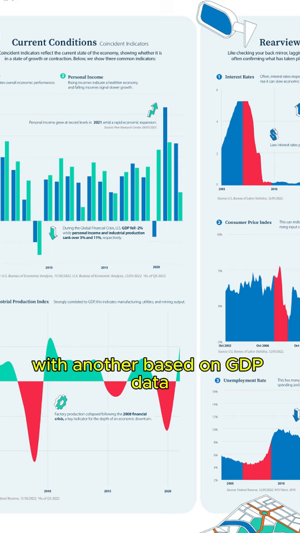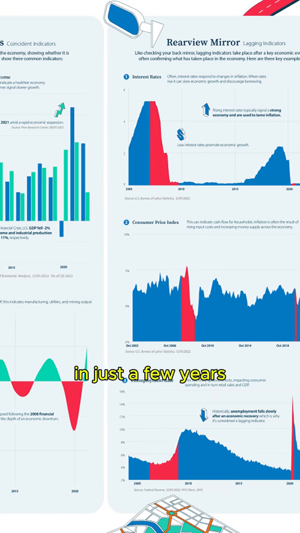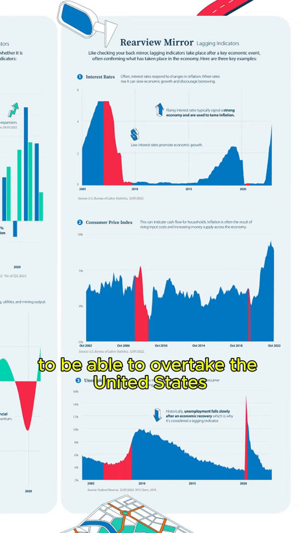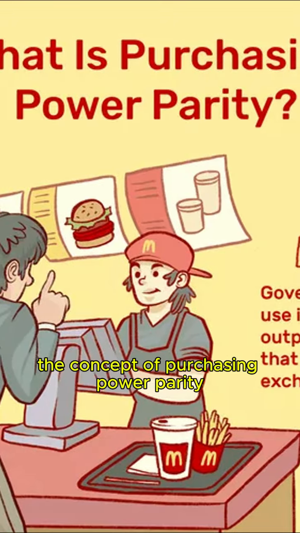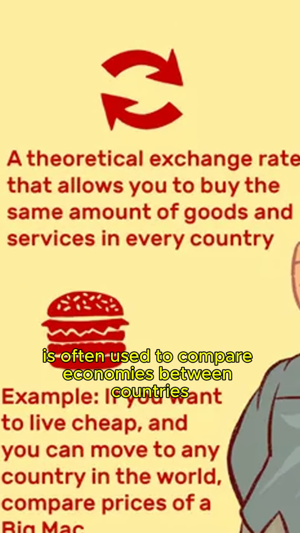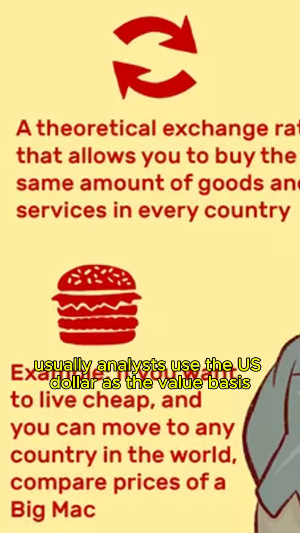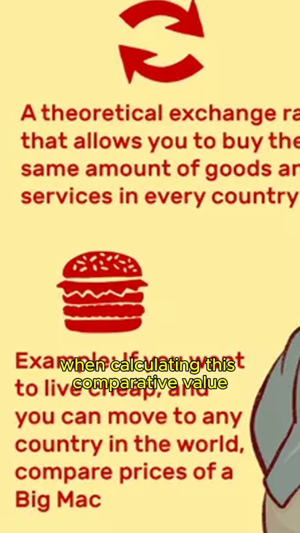Based on GDP data, we can see how the Chinese economy grew in just a few years to be able to overtake the United States. The concept of purchasing power parity (PPP) is often used to compare economies between countries. Usually, analysts use the US dollar as the value basis when calculating this comparative value.